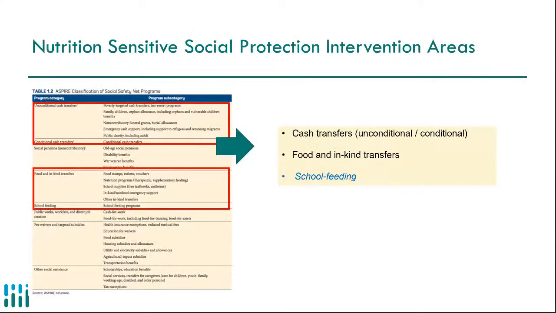I wanted to point out the types of NSSP programs that we're focusing on for this project. They are linked back to the ASPIRE classification of social safety net programs that you see on the left here, which includes a range of different programs. But we are focusing within DataDen on three broad types. So one is cash transfers, including both unconditional cash transfers and conditional cash transfers. Also food and in-kind transfers, and importantly, school feeding.